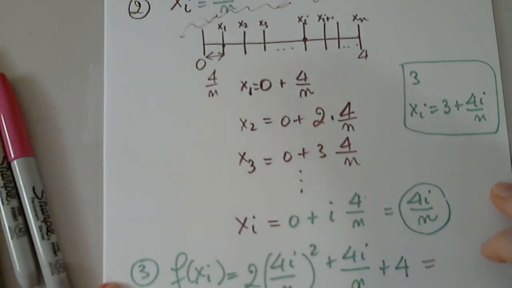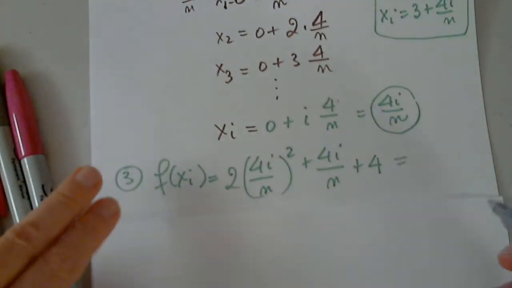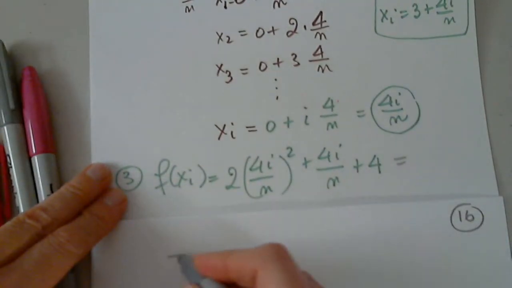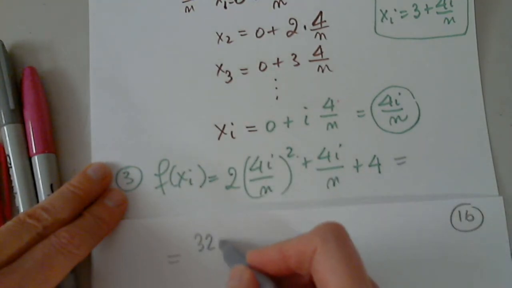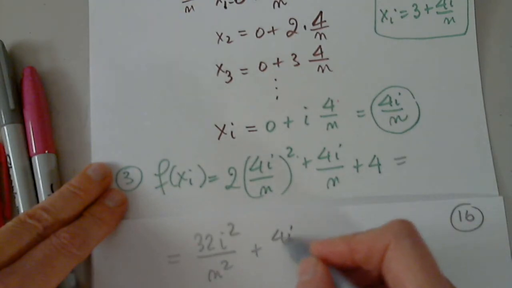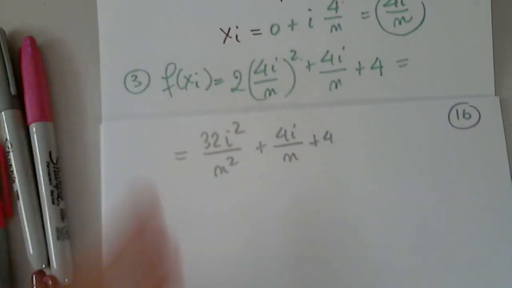Okay, so then we continue. Have to simplify this. So this is 4 squared, which is 16, multiplied by 2, 32i squared over n squared, plus 4i over n, and plus 4. I have all three parts.